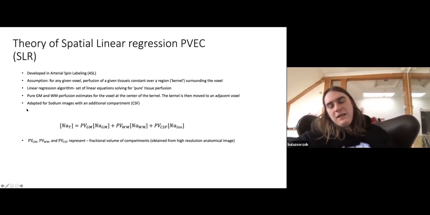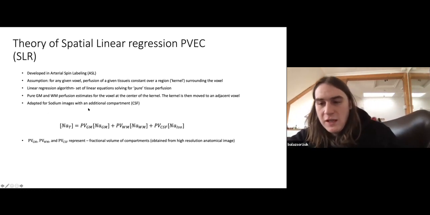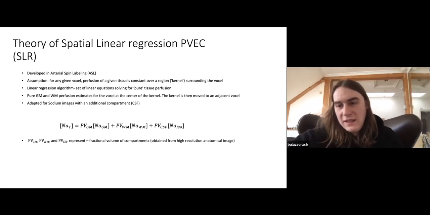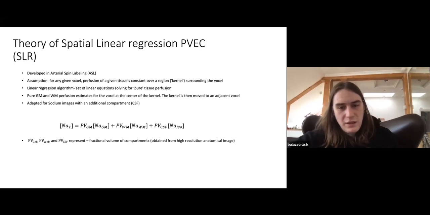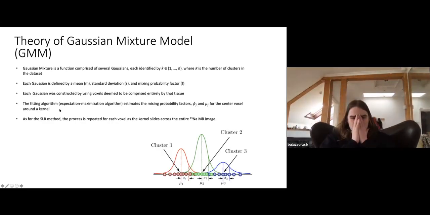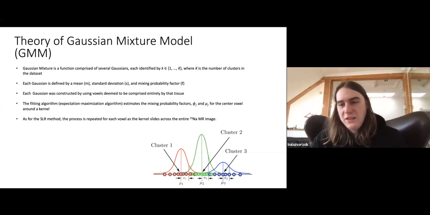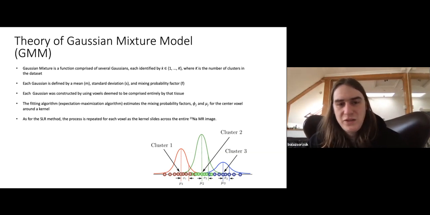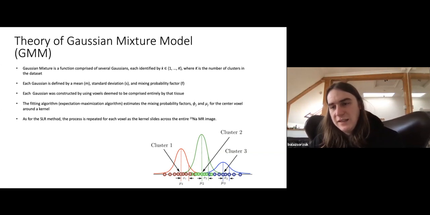And basically we adapted this technique for sodium imaging, and we added another compartment, the CSF compartment, which in ASL is less important because the signal is zero in CSF. Also, we developed this other technique, which is based on Gaussians. So the Gaussian mixture is a function that is defined by a number of Gaussians. In this case, it is defined by 3 Gaussians, one for gray matter, one for white matter, and one for CSF.